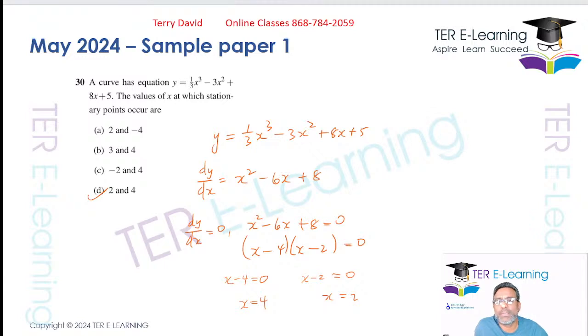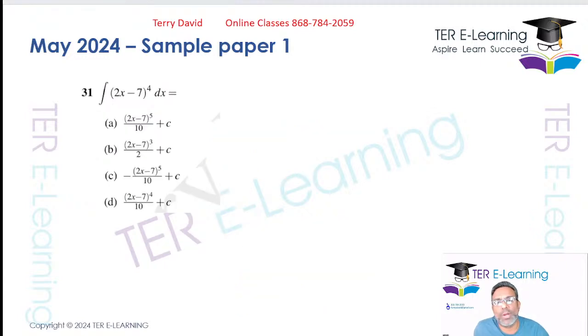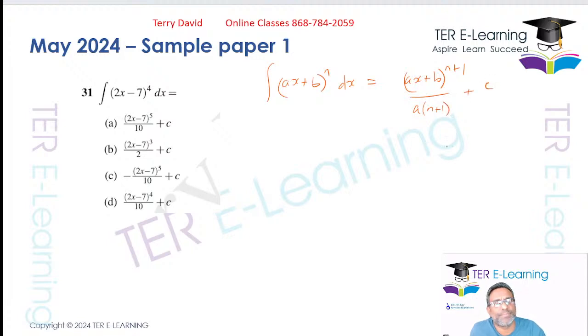All right, question 31. We have an integral here. When you're integrating anything in the form ax plus b to the power n, you're going to get (ax plus b) to the power n plus 1 all over a times (n plus 1), plus c. So that's what you're going to get when you integrate this here.